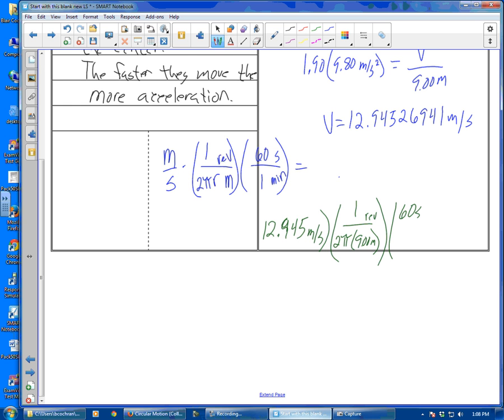Times 60 seconds over 1 minute. And once I do all of that, so times 60 divided by 2 pi times 9, I get 13.7 revolutions per minute. And I'm hoping that's right. I'll check it.